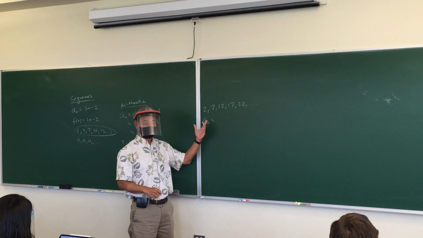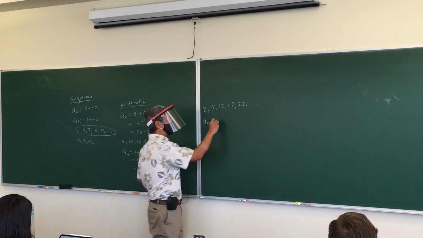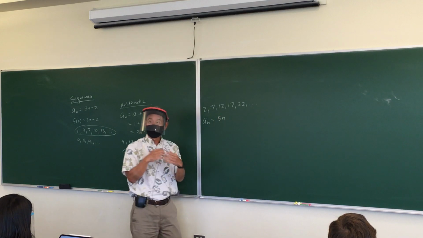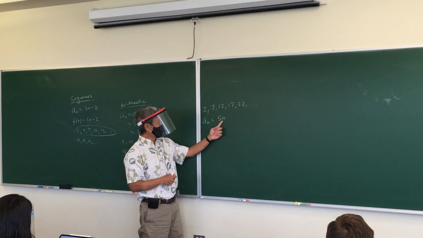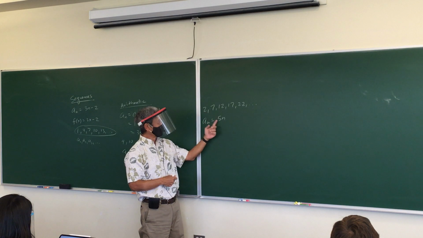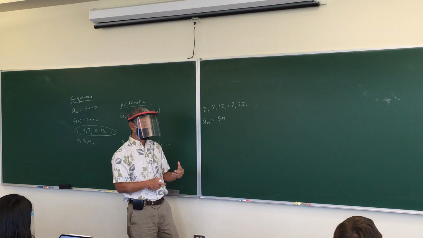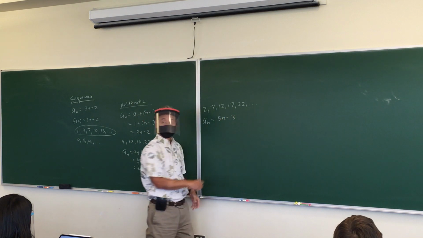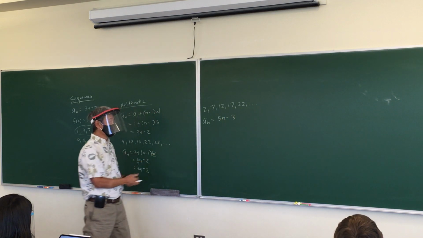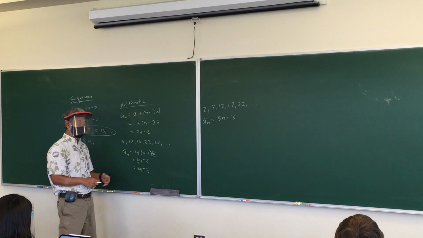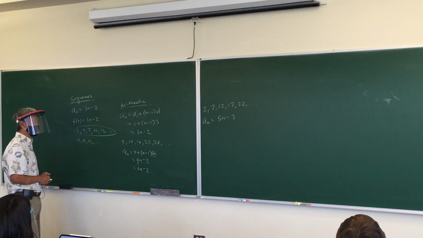Well, what's the common difference? 5. So you write 5n, and then you adjust. If I plug in 1, I want to get 2. 5 times 1 is what? 5. What do I have to do to 5 to get 2? Subtract 3. It's up to you. I'm just teaching you a shortcut there. If you'd rather just use the formula, you're going to get the same thing.